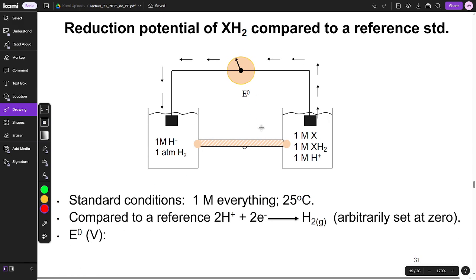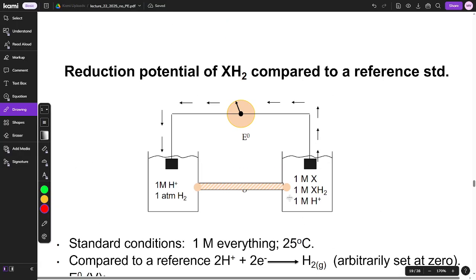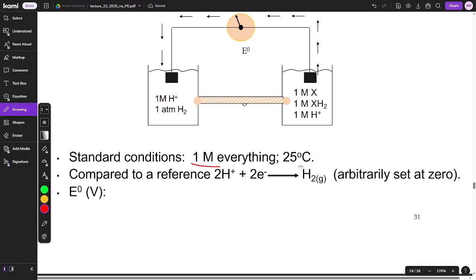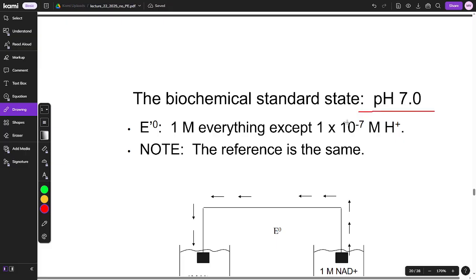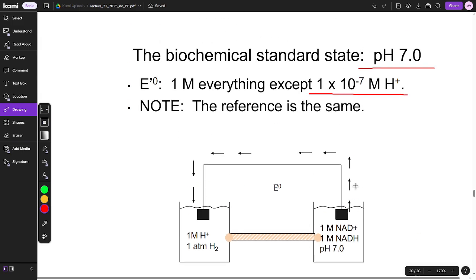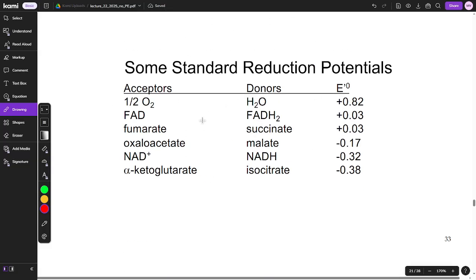So we've got standard reduction potential. I won't bore you with this. I don't think this is really that important. But basically, it's like the standard conditions for the delta G naught prime, where we do everything at 1 molar, 25 degrees Celsius, and we're comparing it to a reference of hydrogen, which is arbitrarily set to 0. That's our 0. And then, of course, pH 7. And then the only thing that's different is the amount of H+. So if you do all that for all these different compounds, you get these values.